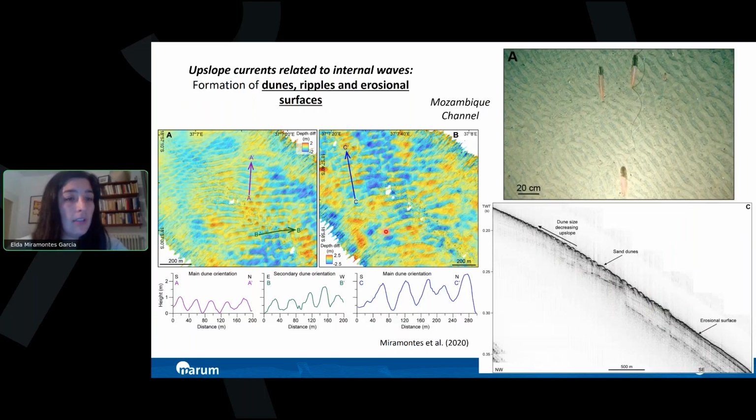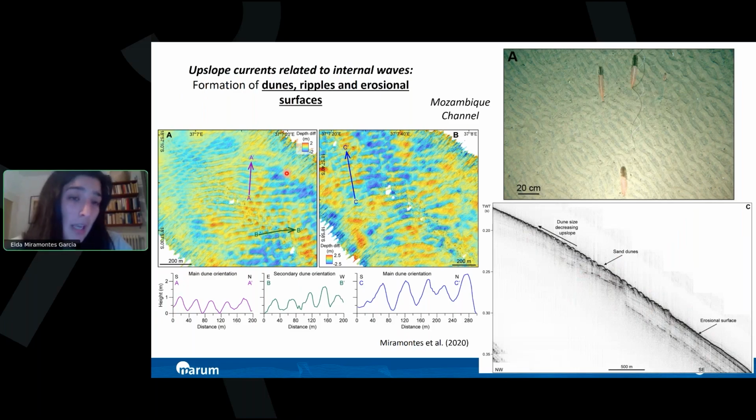But you can see here in the topography that actually there is a main crest, but we also have some other orientations, the secondary ones a bit smaller. So probably it's not always going upslope, but we might have some reflection in a different direction that can generate some secondary dunes.